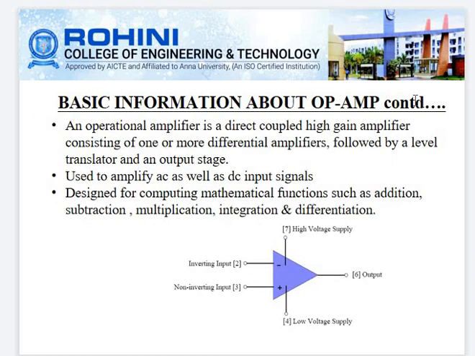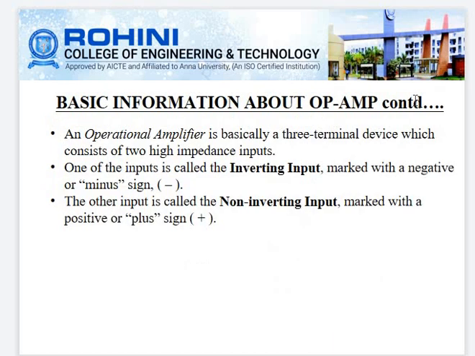An operational amplifier is a direct coupled high gain amplifier consisting of one or more differential amplifiers followed by a level translator and an output stage. This device is used to amplify AC as well as DC input signals, and is designed for computing mathematical functions such as addition, subtraction, multiplication, integration and differentiation.